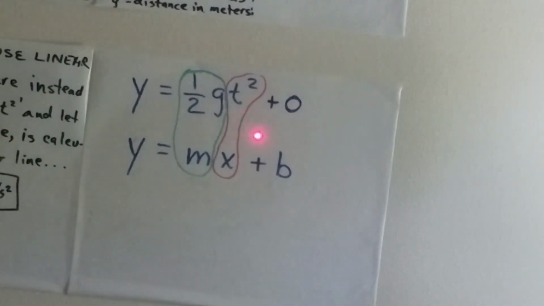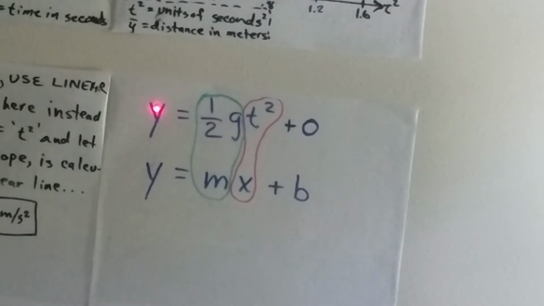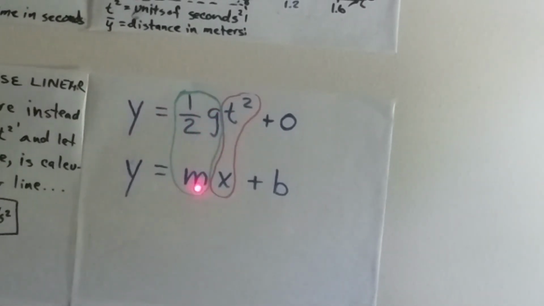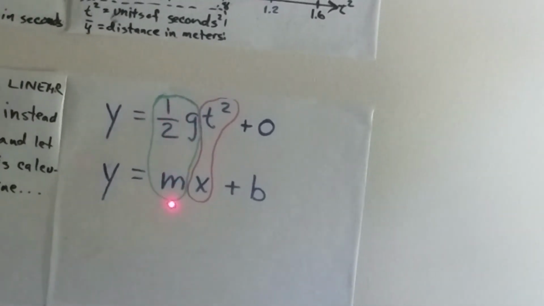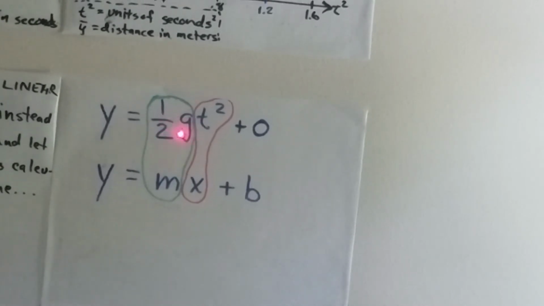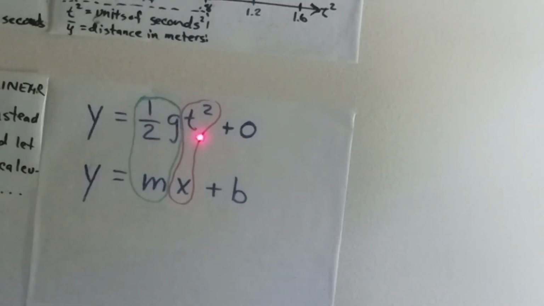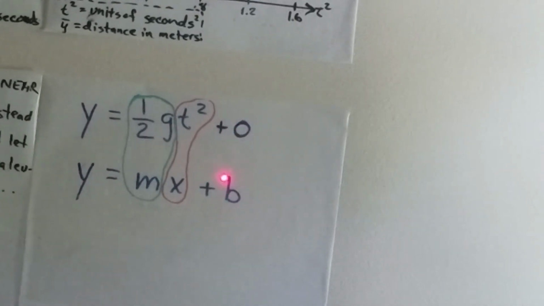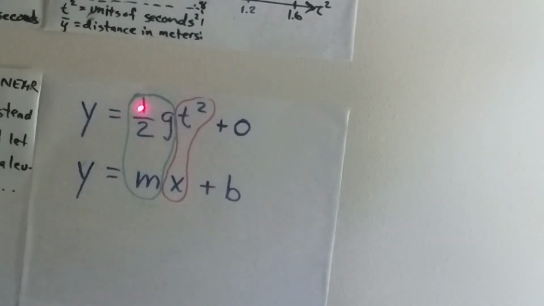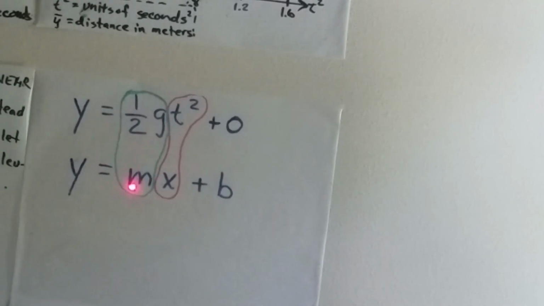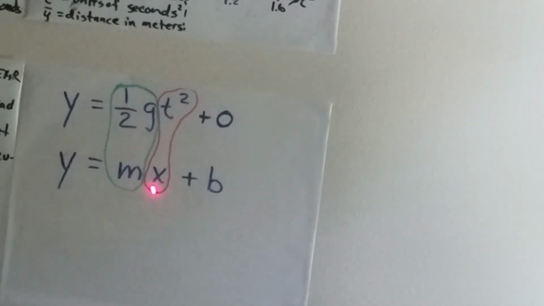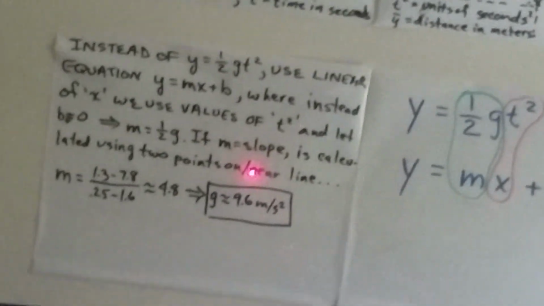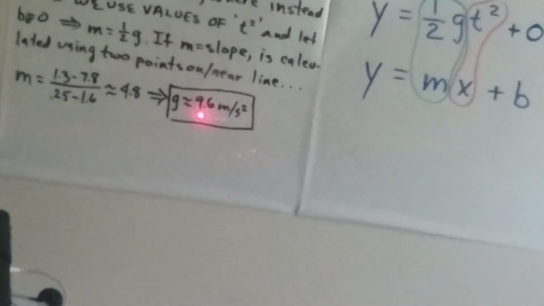So here is how we set this up. Again, we just match up these components. Instead of the 1/2 g, we replace that with the slope, and instead of t squared, you replace it with x. The b piece goes away. So just set all this stuff right here equal to one another because we already did this match, and you should be able to come up with information similar to this.